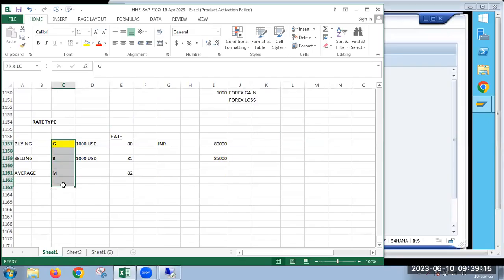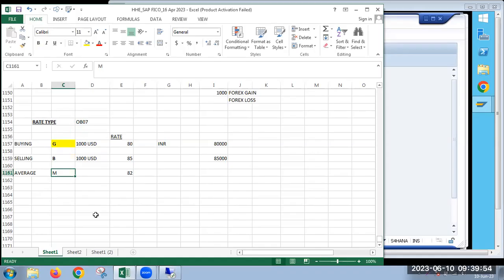These are the standard rate types available. There are a lot of rate types, but normally we go with the bank buying rate, selling rate, or average rate. These rate types are already there, and we can simply go and check them. G means standard translation at bank buying rate, B is standard translation at bank selling rate, and M will be the average rate. We have seen this rate type M before.